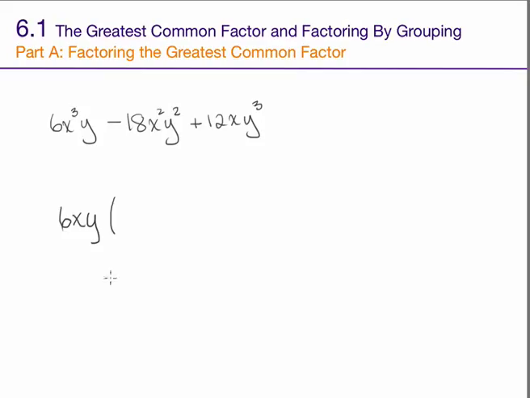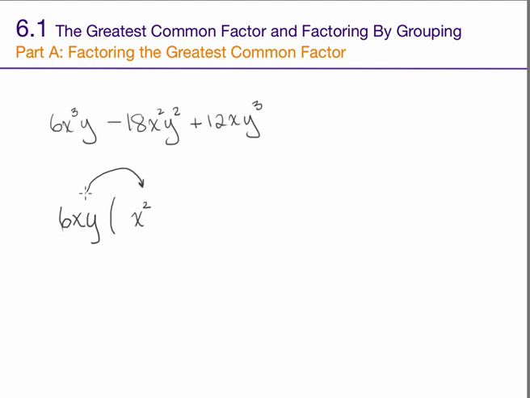So now that I've determined what my greatest common factor is, let's rewrite this expression as though we had not yet done the distribution. 6xy times what is 6x cubed y? Well, 6 times 1 gives me 6. X times x squared gives me x cubed, and y times 1 gives me y. I don't need to write the ones because times 1 doesn't change the value.